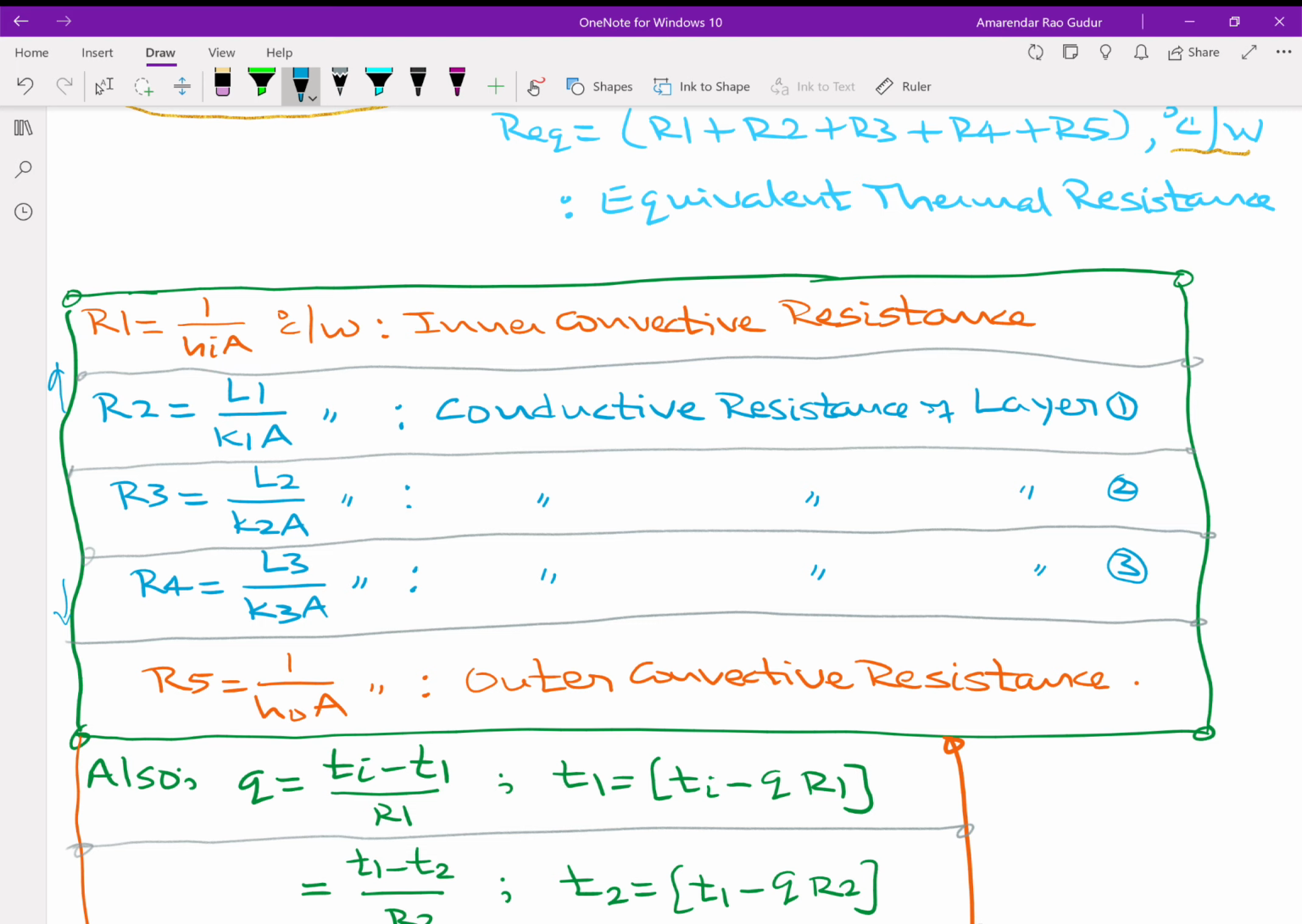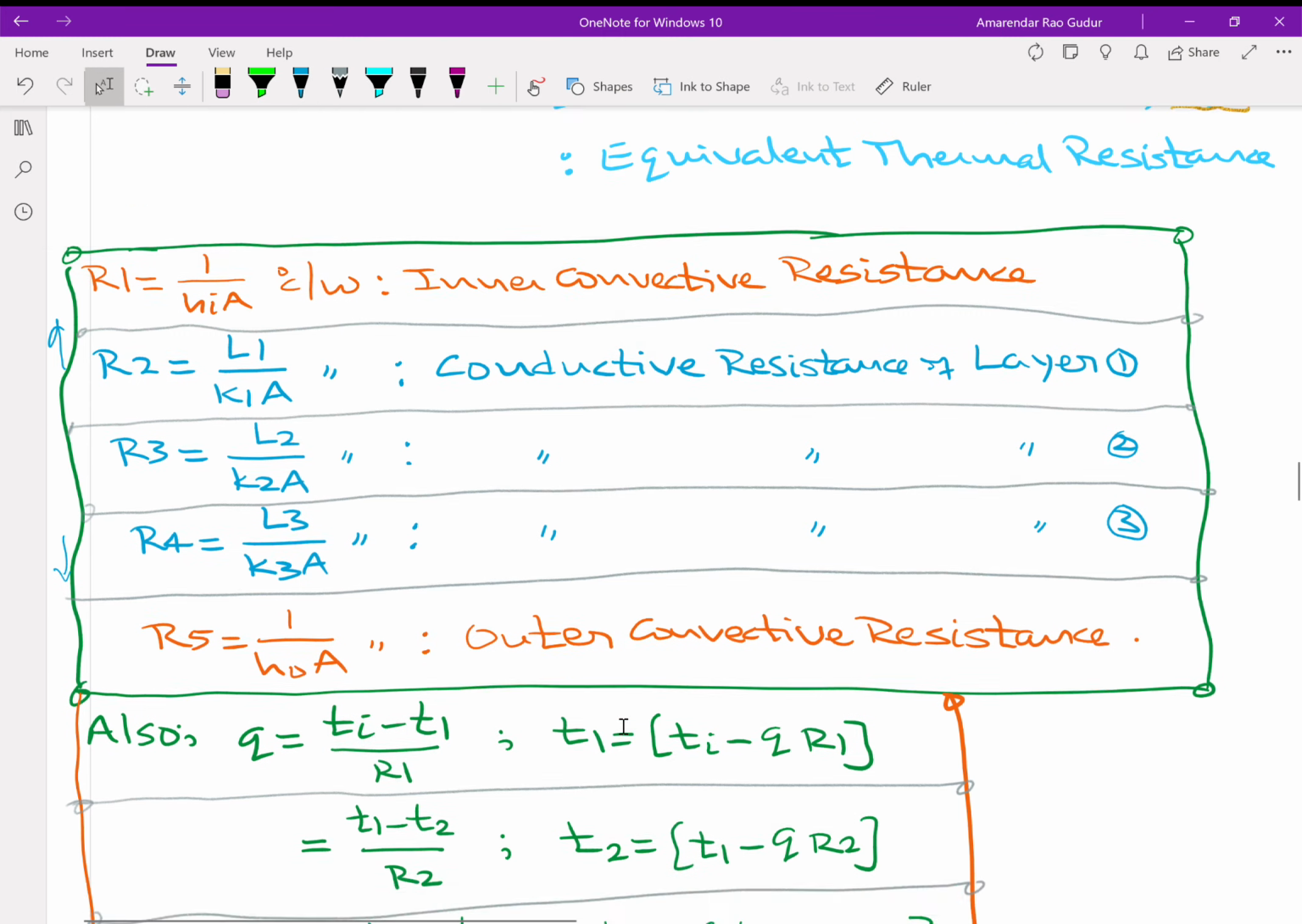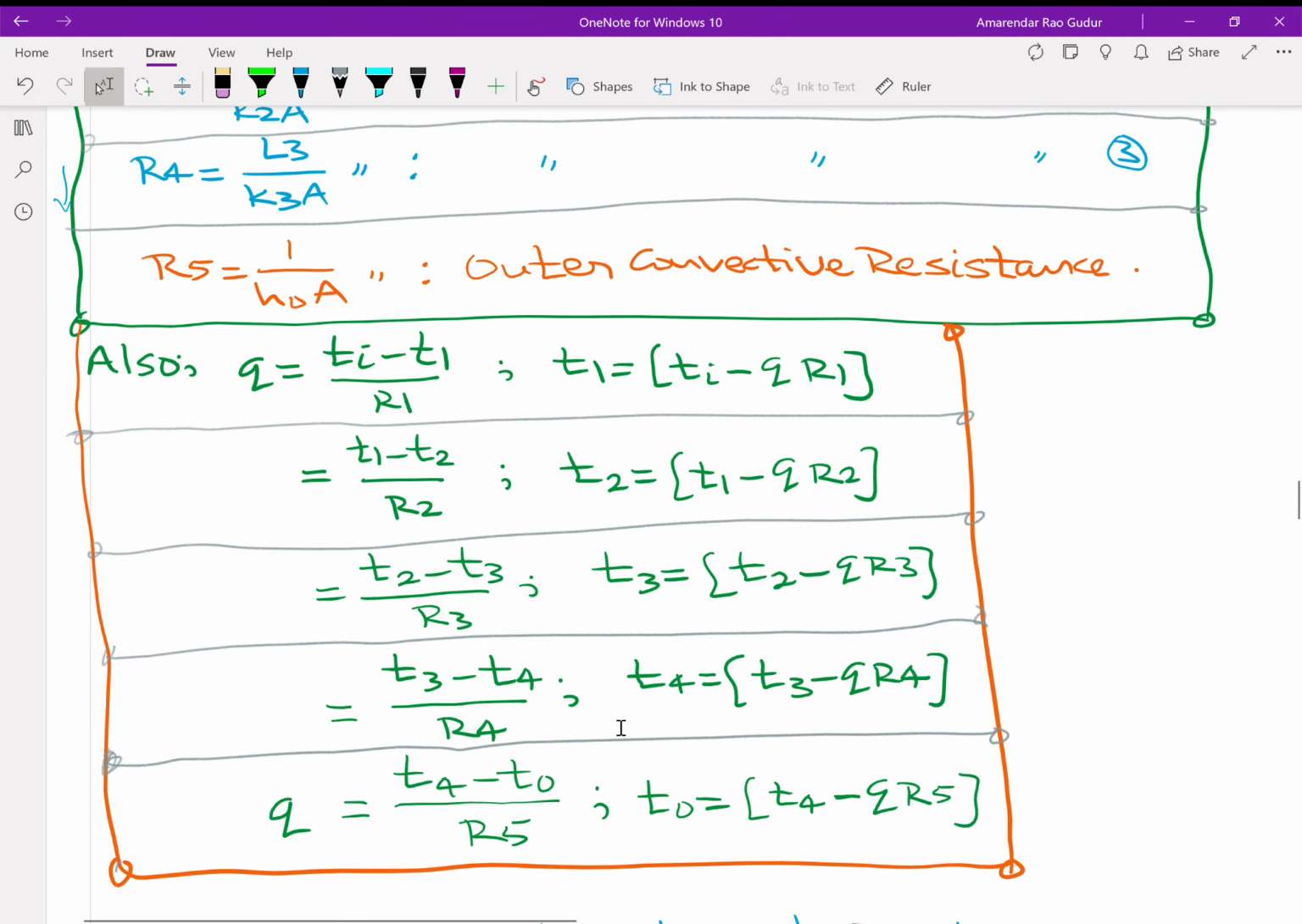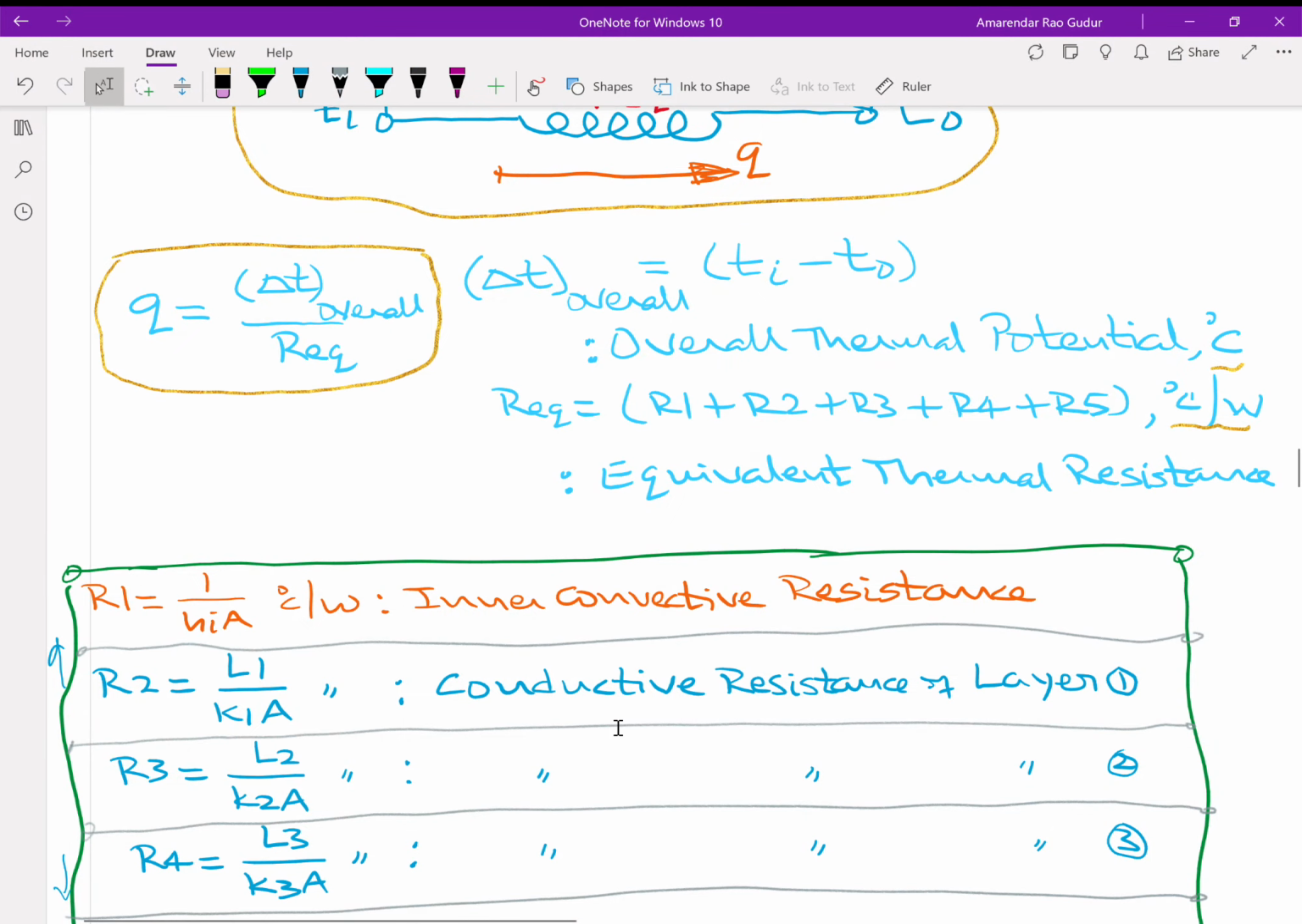If you imagine one more layer, the corresponding resistance would be L4 by K4A. And at the end, you are going to have outer convective resistance that is given by 1 by H0A. Then you can find Q as del T overall by R equivalent.